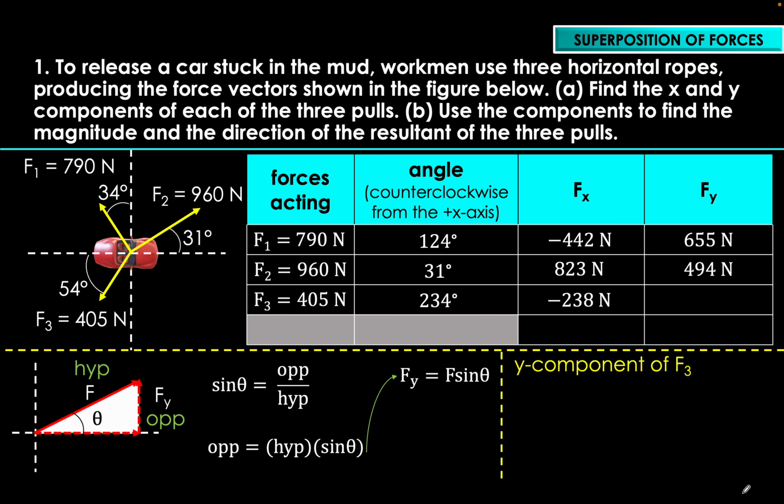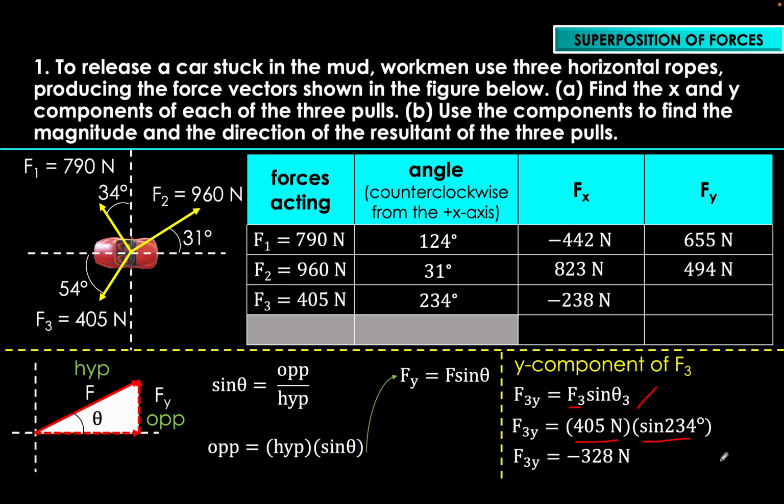Next, solving for the y component of force number 3, it will still be the same equation with subscript 3. And then you plug in the given. So force number 3 is 405 newtons times sine 234. That's just the given. We're just plugging in. And then you do this in your calculator. Then if you can do it mentally, why not? So the y component of force number 3 should be negative 328 newtons.